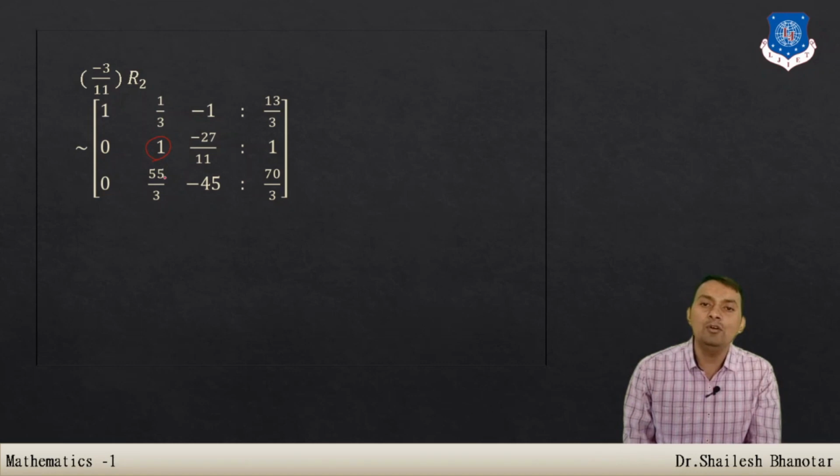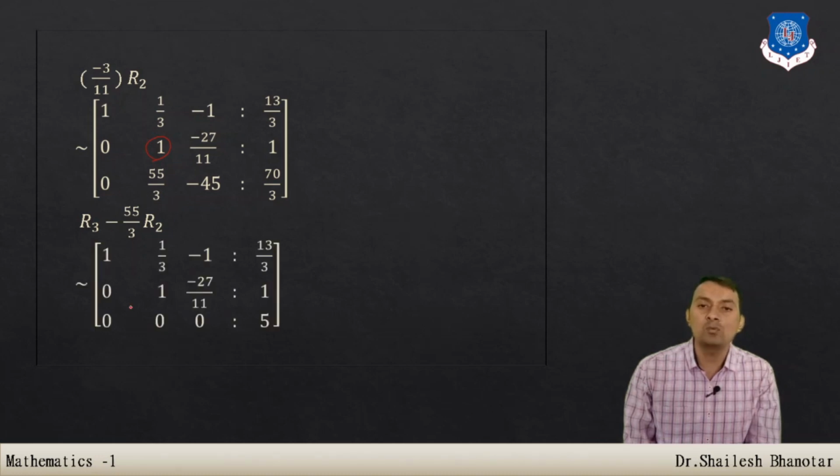And after that I want to make a 0 here, and for that the second row is multiplied by minus 55 divided by 3 and added to the third row, and you will get this. Therefore we can say this is a leading entry, and this is a leading entry, and this is again the last row, that is the leading entry.